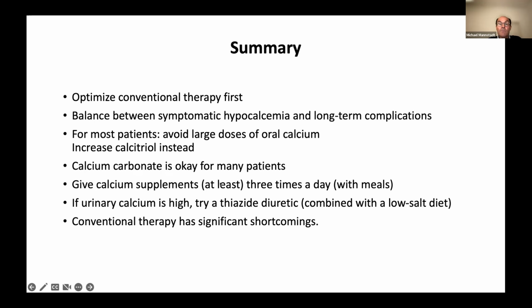We should give calcium supplements at least 3 times a day with meals. And if the urinary calcium is high, we talked about some of these possible management strategies, including trying a thiazide diuretic with a low salt diet. But as we all know, and I want to repeat this, conventional therapy has significant shortcomings. All right, so that's this for now, and I would like to open this for discussions and questions if there are any.